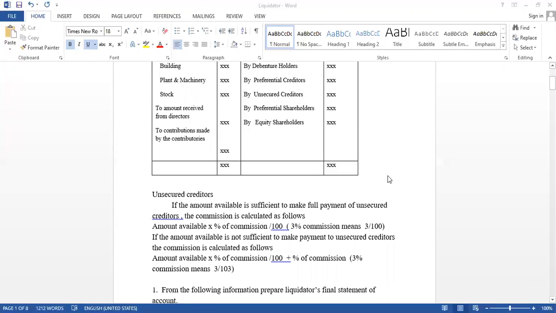We have to calculate whether the amount payable to unsecured creditors is sufficient or not. If sufficient, how to calculate it? Amount available into percentage of commission by 100. If the amount is not sufficient, amount available into percentage of commission by 100 plus percentage of commission. For example, 3%, so 3 by 103. Okay.